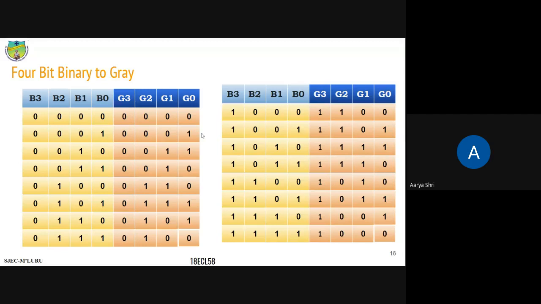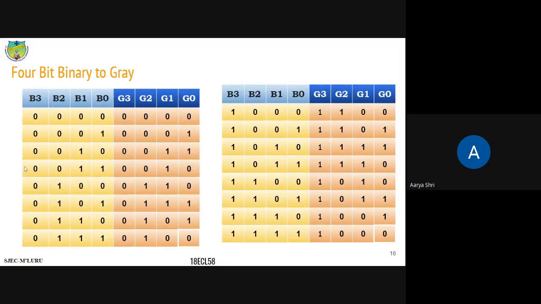So in this case, for G0, you have to take the XOR of B1 and B0. That is, G0 is equal to B1 XOR B0. Similarly, for G1, it is the XOR of B2 and B1. For G2, it is the XOR of B3 and B2, and G3 will be equal to B3 itself.